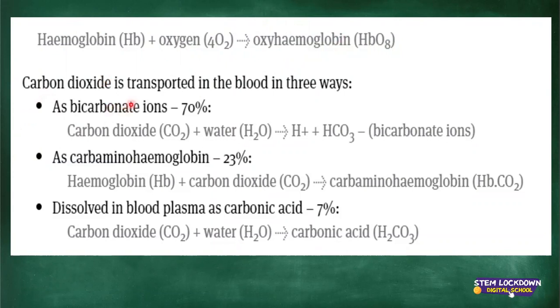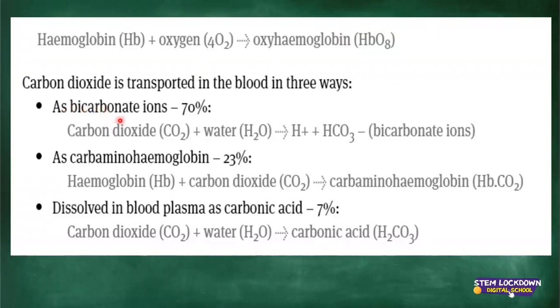Then carbon dioxide is transported in the blood in three ways. Remember we mentioned the two ways of oxygen. Oxygen is transported in the form of oxyhemoglobin in the blood, where it attaches to hemoglobin. And then the other way is that it dissolves in blood plasma, right? That's two ways for oxygen. But for carbon dioxide, it's three ways.